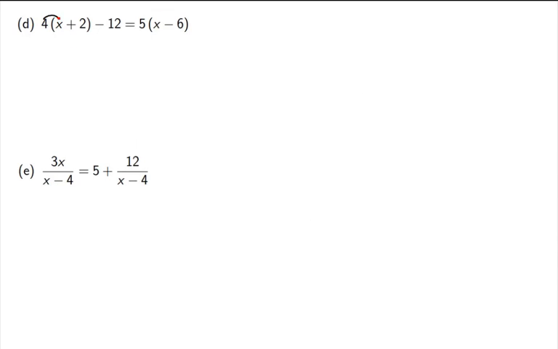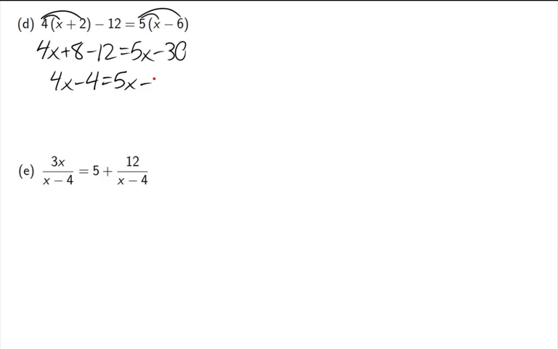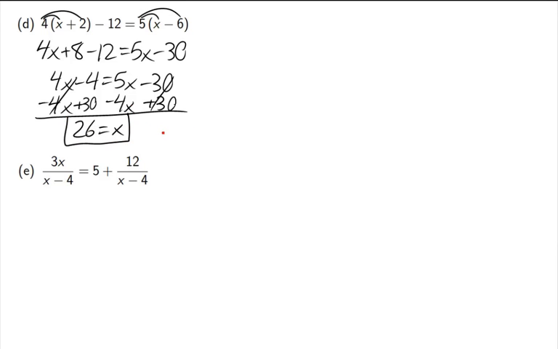Let's do another one. So if I distribute my 4, I get 4x plus 8 minus 12. And then I distribute my 5, and I get 5x minus 30. 4x minus 4 equals 5x minus 30. Let me subtract 4x from both sides. And while I'm at it, I'll go ahead and add 30 to both sides. So I get 26 is equal to x, and that's my final answer. This was another example of a conditional equation.